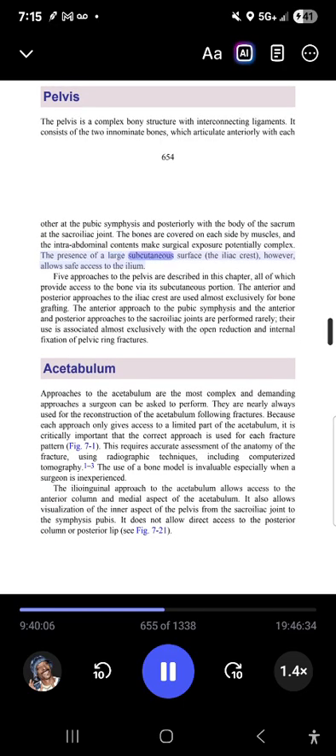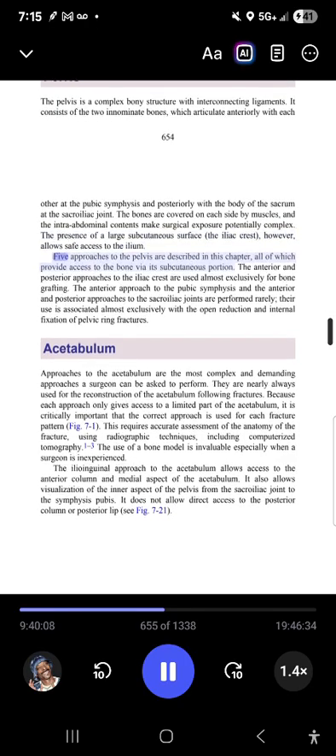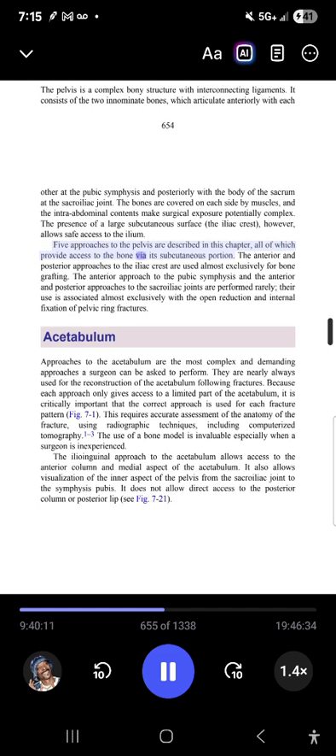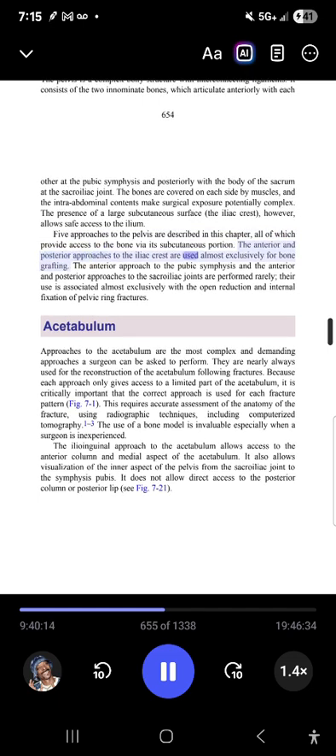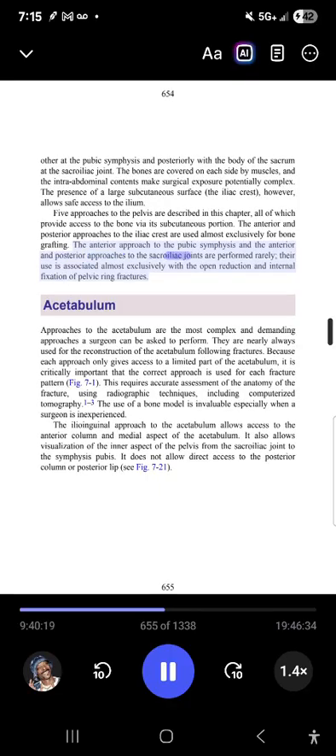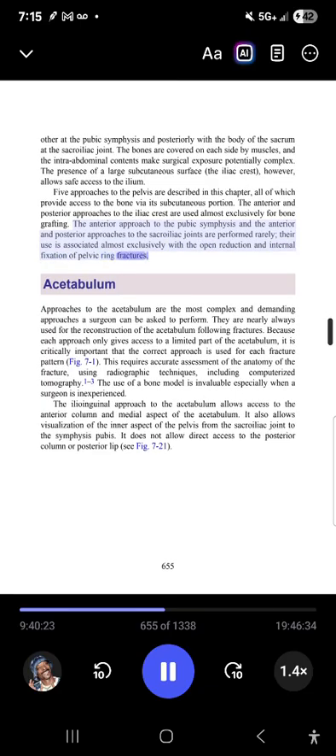The presence of a large subcutaneous surface, the iliac crest, however, allows safe access to the ilium. Five approaches to the pelvis are described in this chapter, all of which provide access to the bone via its subcutaneous portion. Anterior and posterior approaches to the iliac crest are used almost exclusively for bone grafting. The anterior approach to the pubic symphysis and the anterior and posterior approaches to the sacroiliac joints are performed rarely. Their use is associated almost exclusively with the open reduction and internal fixation of pelvic ring fractures.